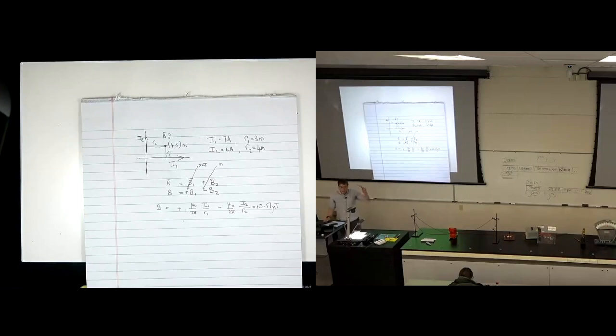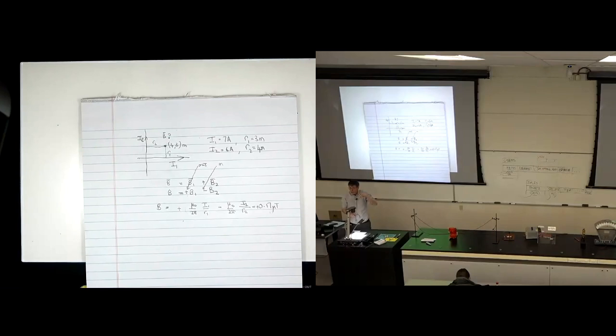The field due to the horizontal wire is stronger than the field due to the vertical wire. The horizontal wire is carrying more current. That's one reason. The vertical wire has less current. They were 7 and 6 amps. But also, you're closer to the horizontal wire, and further from the vertical wire at this particular field point. So there are two reasons that the field B1 due to wire 1 is stronger.